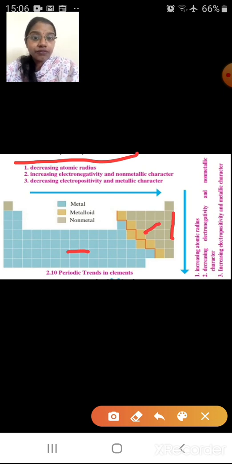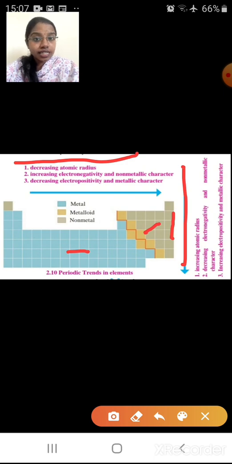Okay, same way down the group. Can you see this blue line is given? Yes, what is given, the 3 points? Increasing atomic radius. Then second is decreasing electronegativity and non-metallic character. And what is increasing? Increasing electropositivity and metallic character. I hope students you understood this.